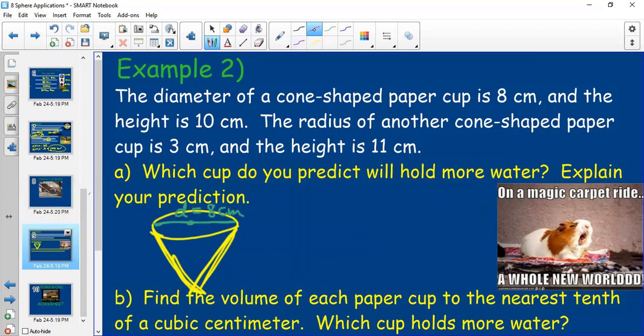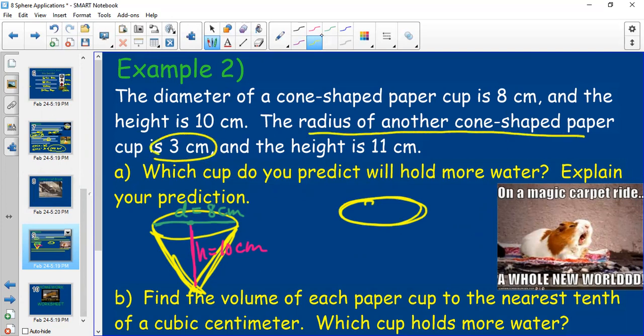It says the height is 10 centimeters. So straight up and down, the height is 10 centimeters. Okay, we've got our second cone. So I'm going to draw another cone here. This time we're given the radius is 3 centimeters. Okay, so radius is from center to outside. That is 3 centimeters. And we're given the height, which is 11 centimeters.